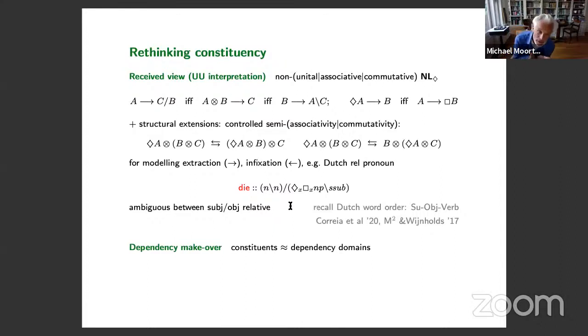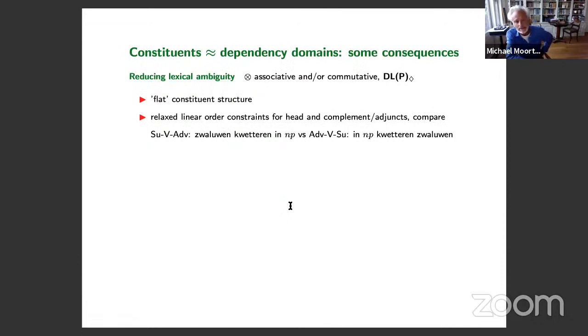But now with the dependency annotation, what you actually see is that our notion of constituent can be equated with a dependency domain, and that creates opportunity. So one of the opportunities is that you could say, well, within this dependency domain, why would we assume that the tensor is non-associative? We could as well assume it is associative, or even in a more radical setting, you could assume that it is associative commutative. So dropping the non-associativity means that your constituent structure is going to be flat, which is a good thing, in order to reduce lexical type ambiguity.